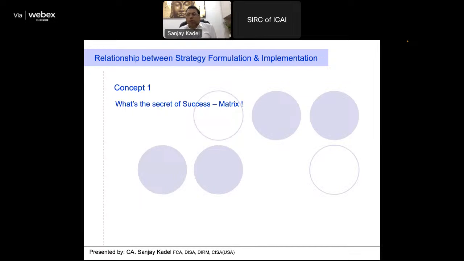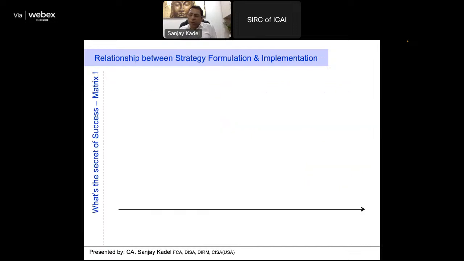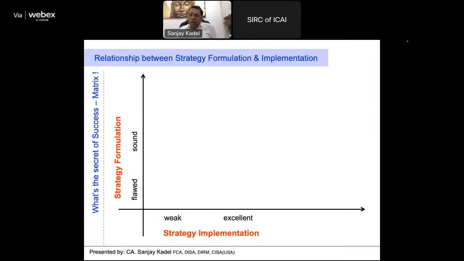This concept is called the secret of success matrix. In this concept, the secret of success is identified in a particular situation. What is that situation? In this chart, you have strategy formulation on the left side, which can be either flawed or sound. Flawed means defective. Sound means a very nicely crafted strategy. At the same time, implementation can be either weak or excellent.